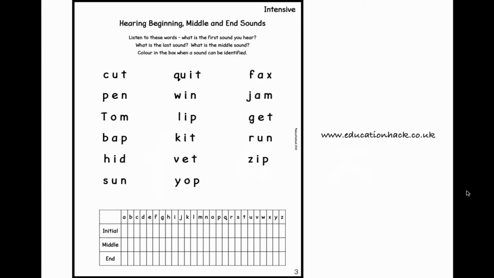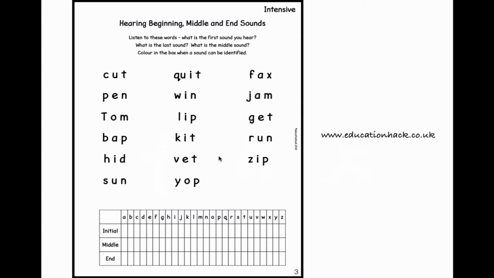If we were to go to Education Hack, where you can find all the worksheets that accompany the series, this worksheet here goes with this lesson. And if I was working with a student, I can pick any word off this sheet. So for example, jam, and I might say to them, I'm going to say a word to you, can you tell me what the middle sound of that word is? Jam. And if they can say a, then we can go to middle a and we can colour it in, and they're confident with that sound.